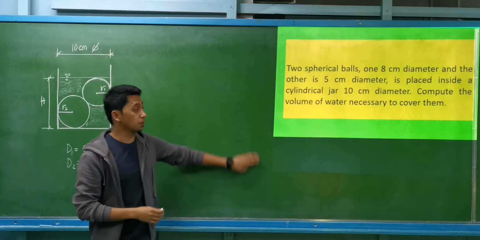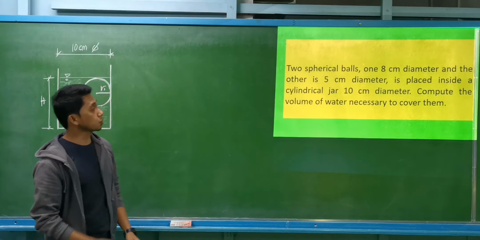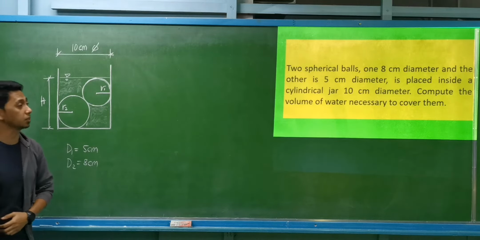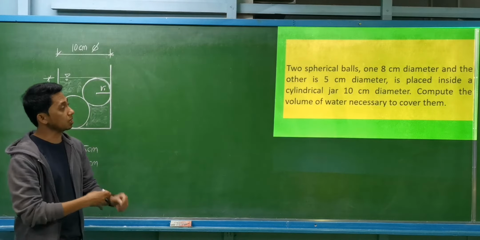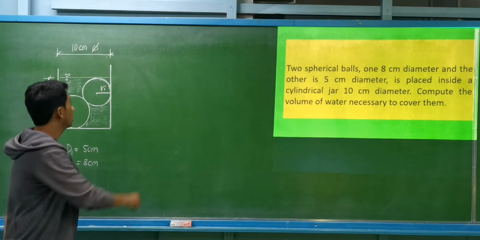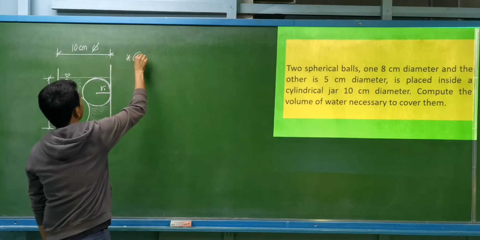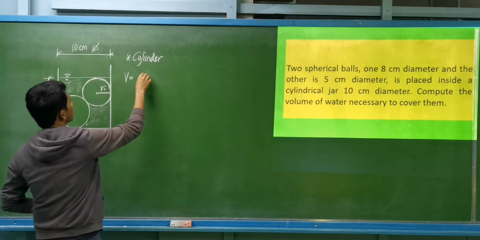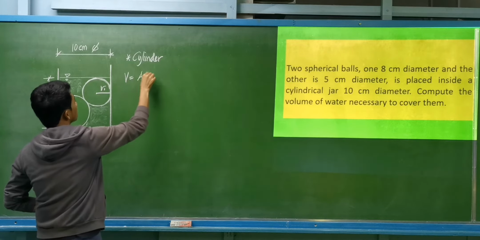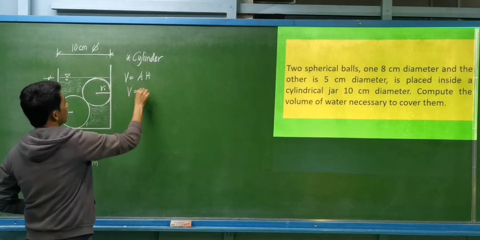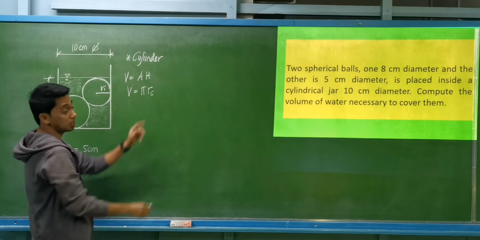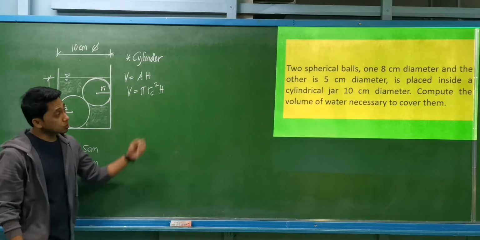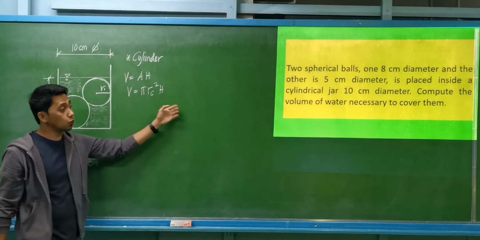Let's have another example for spheres. So two spherical balls, one 8 centimeters in diameter and the other 5 centimeters in diameter, are placed inside a cylindrical jar. So how do we compute the volume of a cylinder? The volume is equal to area times the height, or the volume is equal to pi, let's say Rc, the radius of the cylinder, squared times the height.